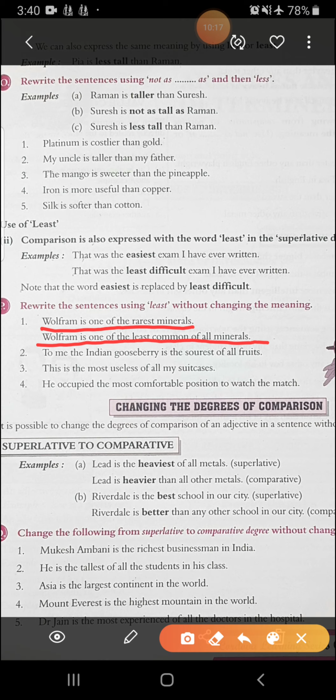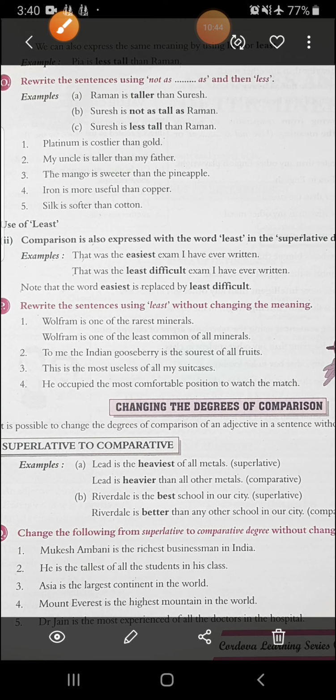See the second one. To me, the Indian gooseberry is the sourest of all the fruits. What is the opposite of sourest? Sweet. This is what is there. So change it into that and then write. To me, the Indian gooseberry is the least sweet of all the fruits. This is what you can write. Alright.